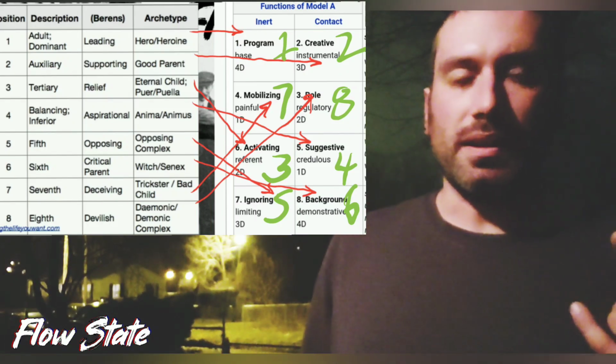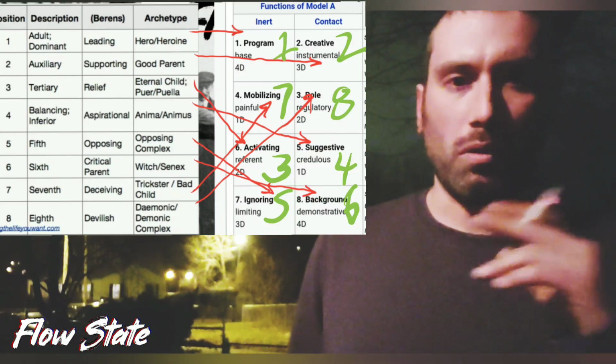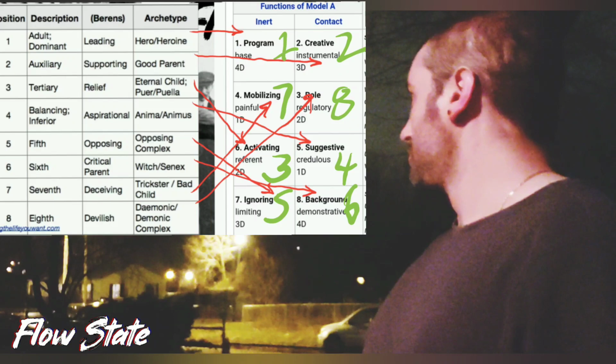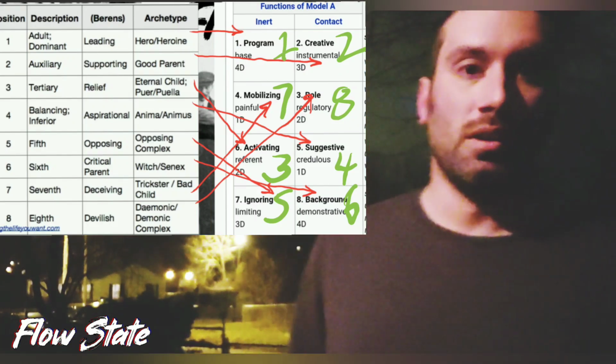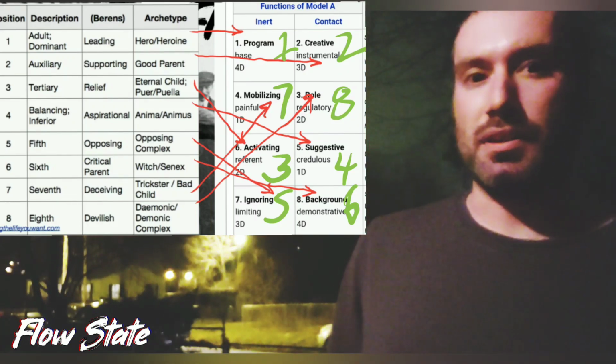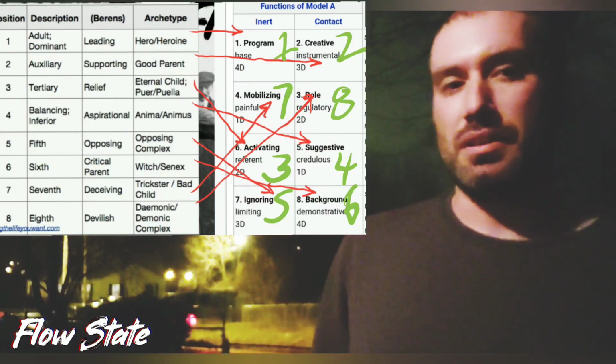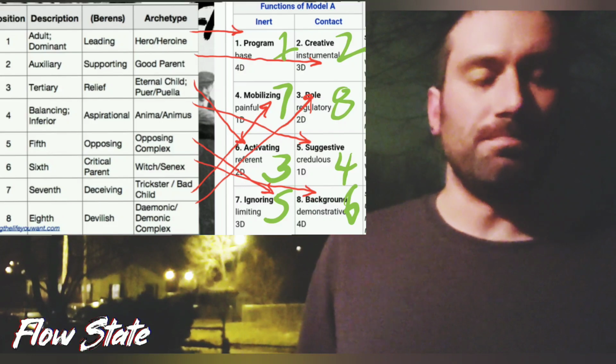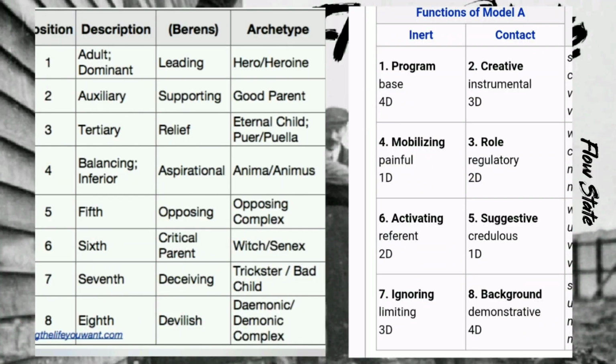1D and 2D are considered weak functions. 3D and 4D are considered strong functions. The lower, the worse. Higher is better. It's generally assumed that amongst functions of the same dimensionality, the preferred one will be marginally stronger.